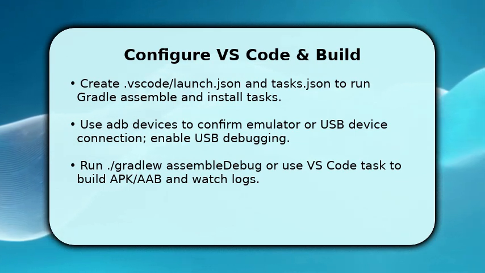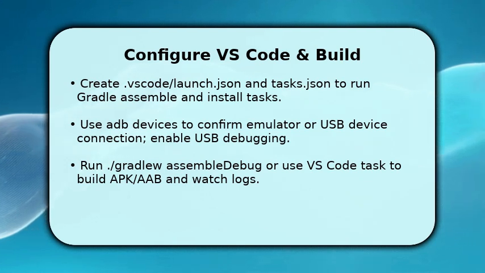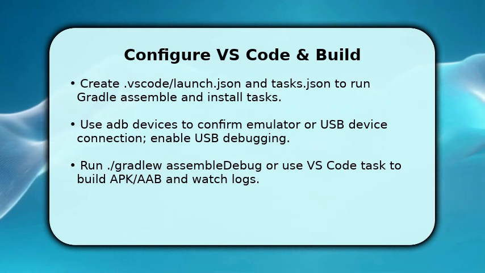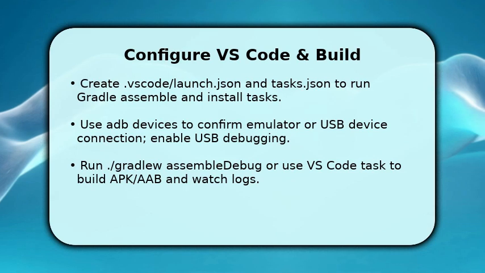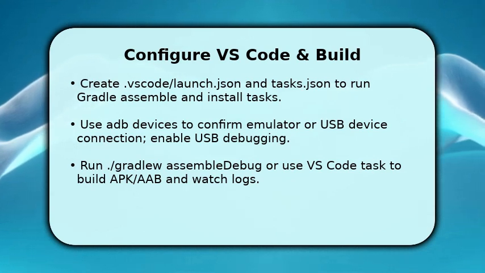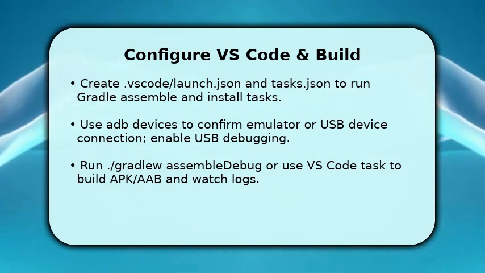Once done, trigger the build from VS Code. Watching Gradle output helps you catch missing dependencies. If assemble completes, use the install task or an adb install to push the APK and verify that you finish by running and debugging from VS Code.